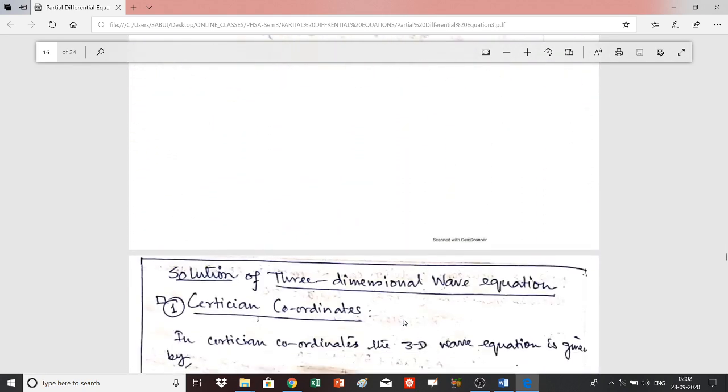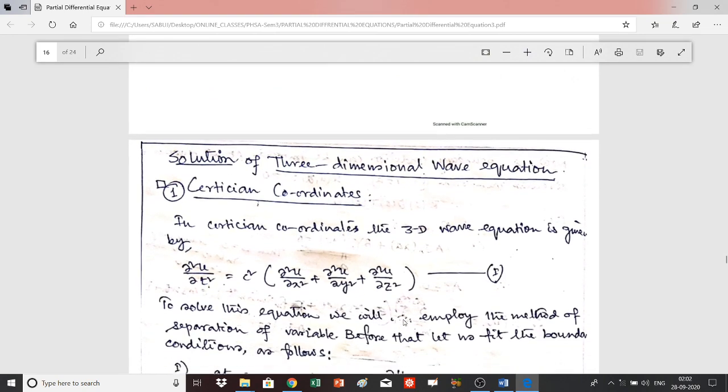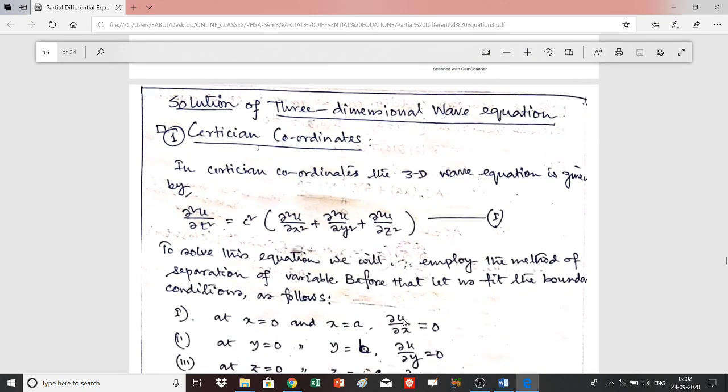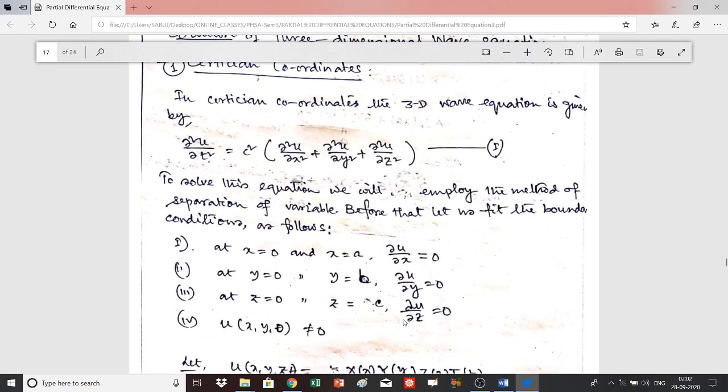So now come to the next one, that is three-dimensional cases. First, the three-dimensional wave equation in Cartesian coordinates. In the Cartesian coordinates, we know that the wave equation is given by this. To solve this equation, you obviously use the separation of variables method, and the boundary conditions imposed on this are: at x is equal to 0 and x is equal to a, del u del x is equal to 0; at y is equal to 0, y is equal to b, del u del y is equal to 0; at z is equal to 0, z is equal to c, del u del z is equal to 0; and u(x, y, z) at t equal to 0.